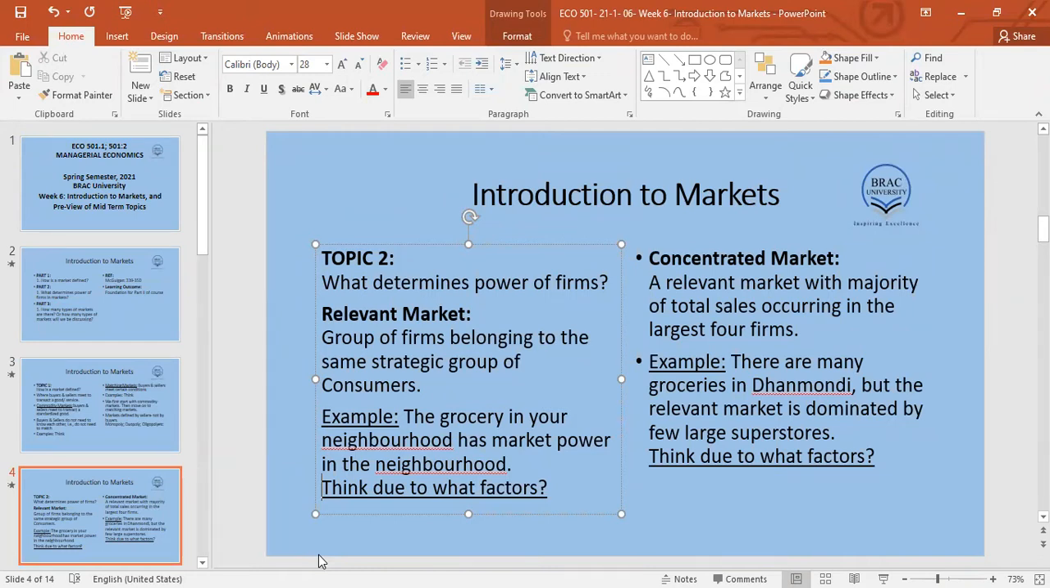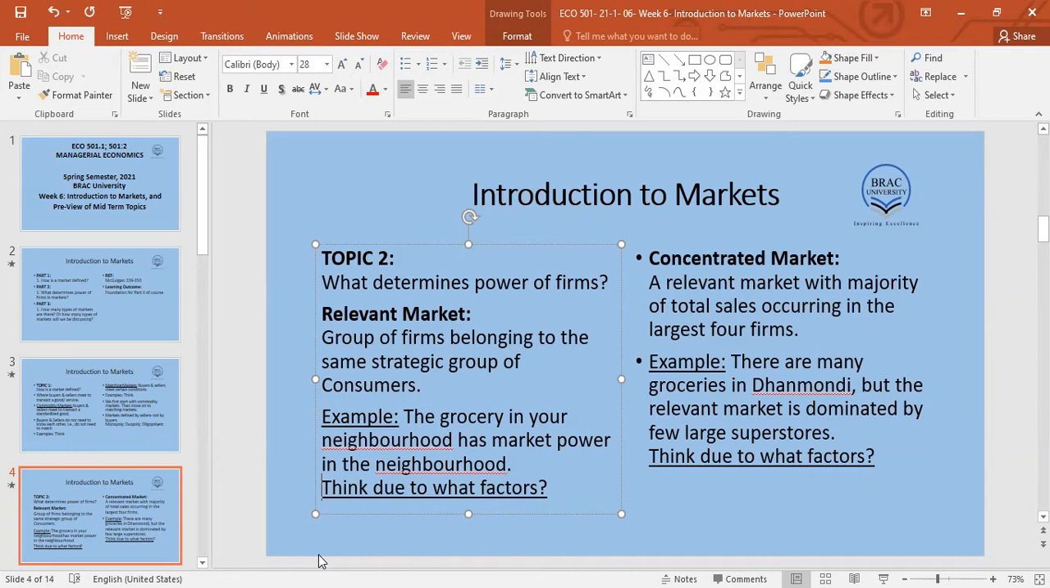But if we now define the relevant market as Shat Masjid Road, we will see that the larger the definition becomes, the more we see dominance of a few large firms and many fringe firms. This is known as a concentrated market. Let me give you another example. There are thousands and thousands of producers of shirts and other dresses in Dhaka city. But how many designer shops are there? They are very few in number, right? Very few, sir.